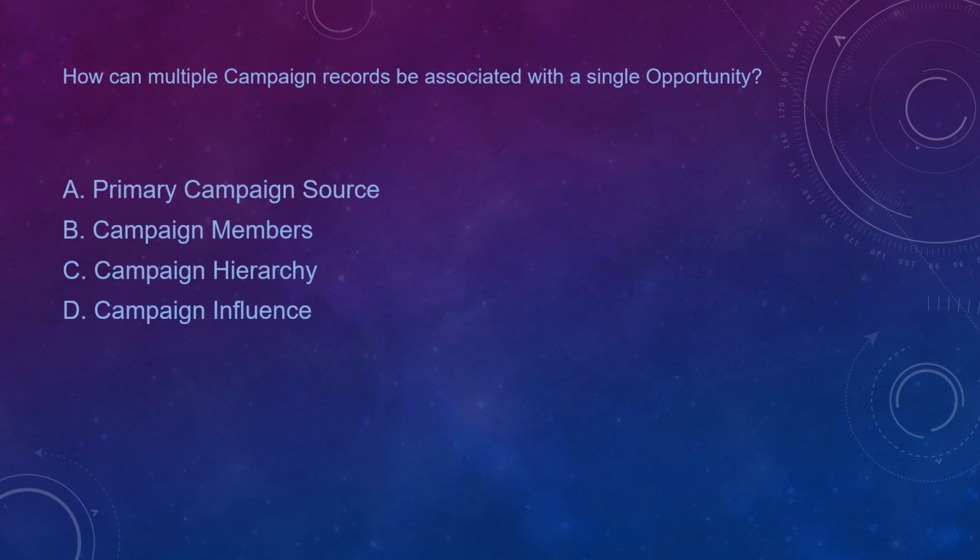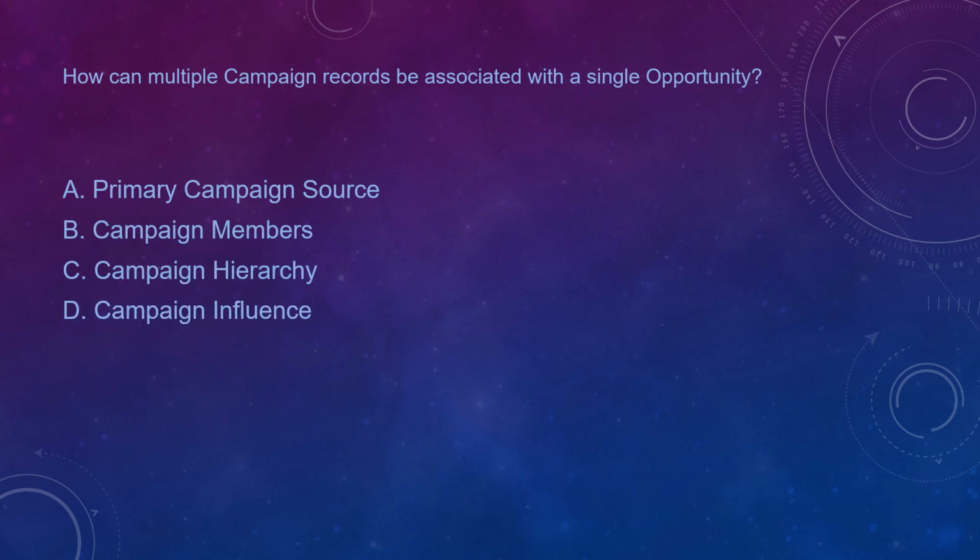So A is incorrect because you use campaign influence to relate multiple campaigns to an opportunity. Campaign members is incorrect because members are contacts or leads associated with the campaign. Campaign hierarchy is incorrect because associating campaigns using a lookup relationship allows you to group campaigns with a specific marketing group or project. So that doesn't work. But D, campaign influence, is correct because you use campaign influence to relate multiple campaigns to an opportunity, and that is what the question is asking.